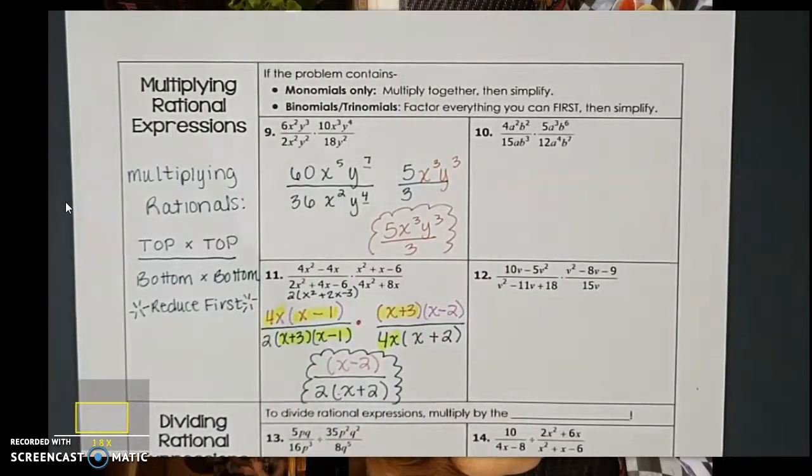Okay, so we want to factor, reduce, multiply. So really we're just putting anything left on top together and anything left on bottom together. If there's nothing left on top, it would just be 1. If there's nothing left on bottom, it would be 1.